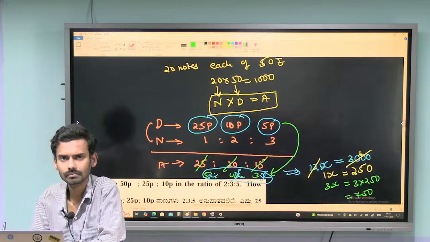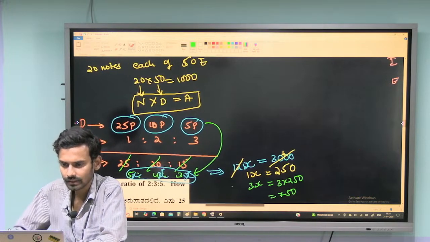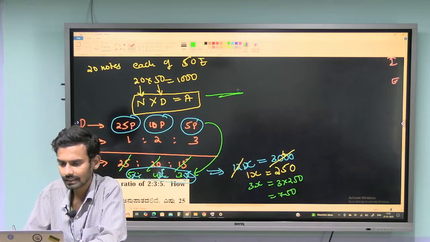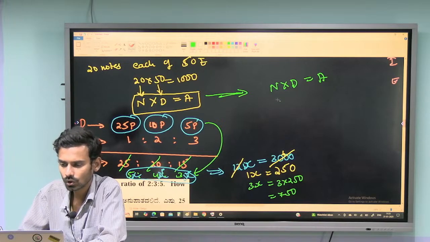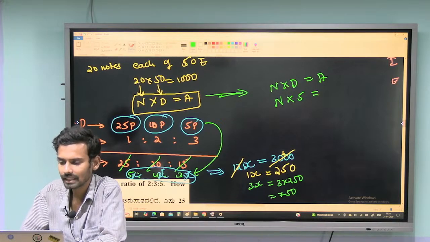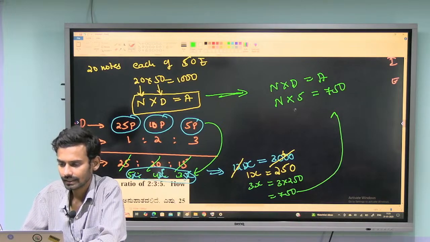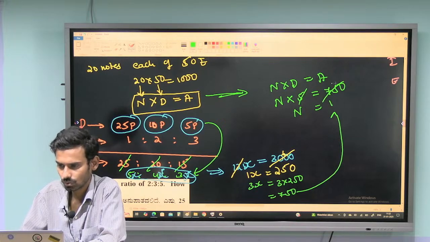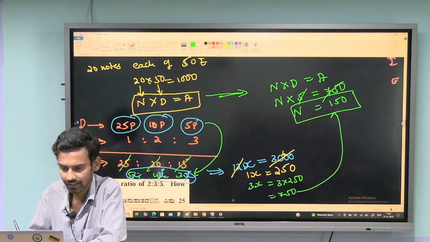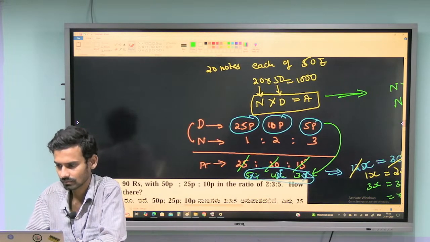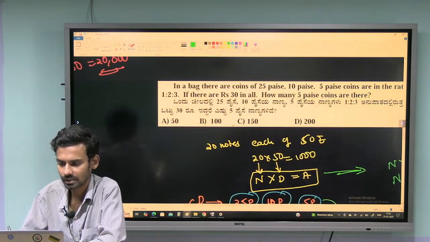Is it so? Now to find the number of coins, I already gave you the formula: number of coins into denomination is equal to amount. For 5 paisa coins, I don't know the number of coins, so keep it as n, then denomination is 5 paisa, and this should be equal to the amount, which I got as 750. So n is equal to 750 by 5, or directly cancel this. So the number of 5 paisa coins is 150. Do we have this in the options? So the answer will be option C.